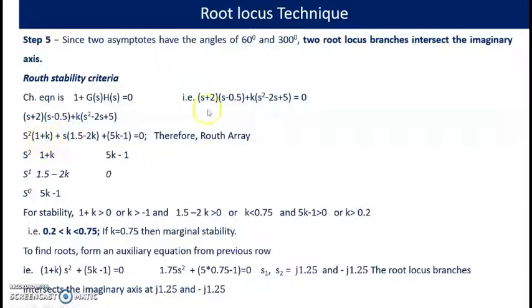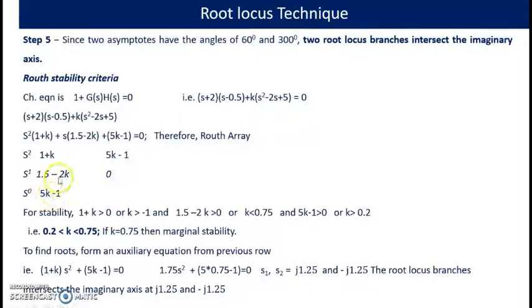Then removing the bracket, you will get the equation as s square into (1 plus K) plus s into (1.5 minus 2K) plus (5K minus 1) is equal to 0. Therefore, the Routh array is, first we have to label all the rows starting from the highest power. Therefore, s square, s raised to 1, s raised to 0. Write the alternate coefficients, that is 1 plus K and 5K minus 1. Remaining coefficient 1.5 minus 2K and 0.